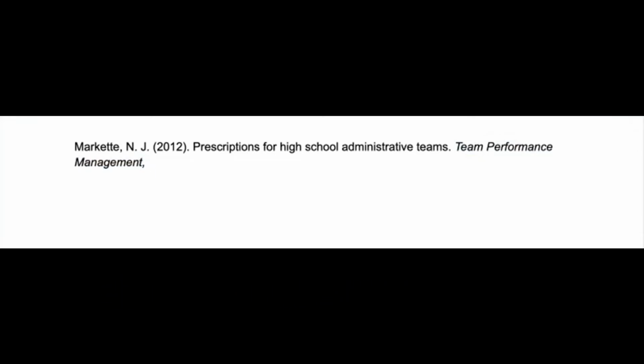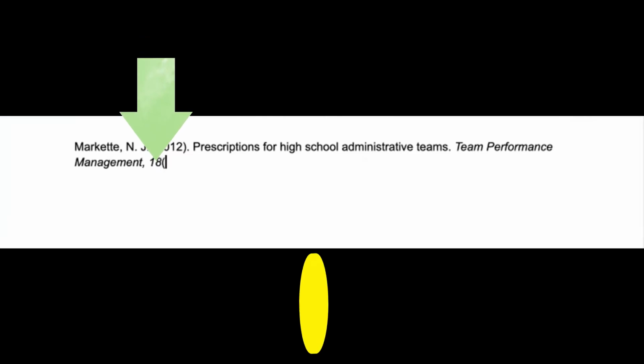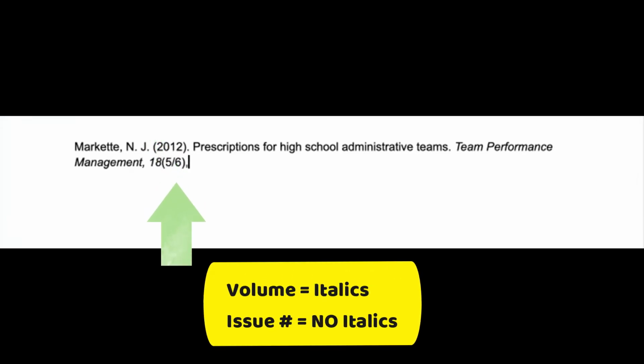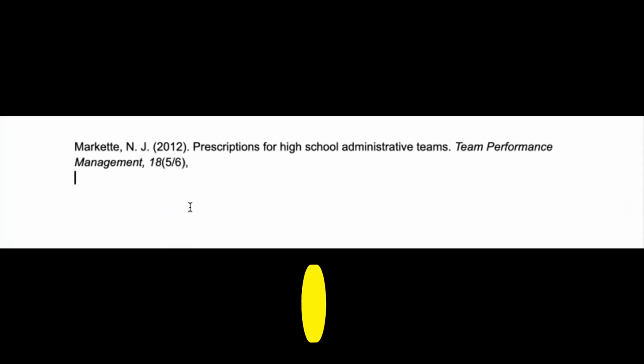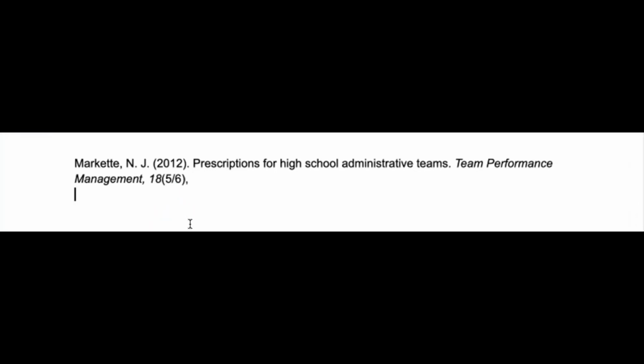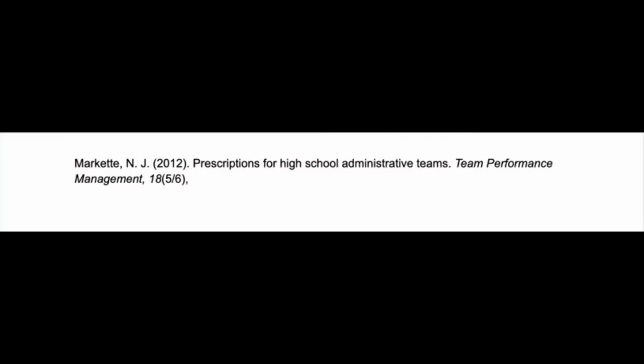Okay, the next section is the volume and issue. The volume is 18, which is italicized, followed by the issue number in parentheses. One thing that you'll notice, there is no space after the volume number, and then that's followed by a page range. So the page range is specifically the pages in the journal from the beginning of the article to the end of the article. In this case, this article page range is 277 to 294.